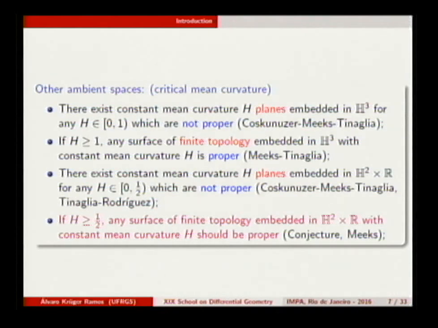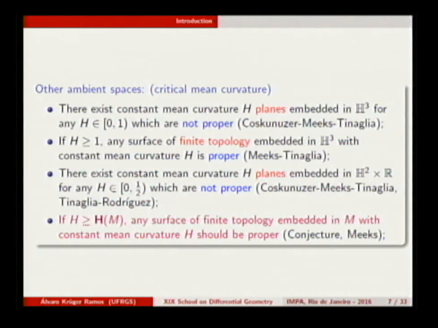Also, a similar result holds in H2 cross R. It's possible to find H planes which are embedded in H2 cross R for any H less than one half, which are not properly embedded. These are in 2 papers by Coskunuzer, Meeks, Tinaglia, and by Tinaglia and Magdalena Rodriguez. However, the similar result to this is not clear in H2 cross R. We don't know. It should be true that if H is bigger or equal to 1, a surface of finite topology embedded in H2 cross R with constant mean curvature H should be proper.